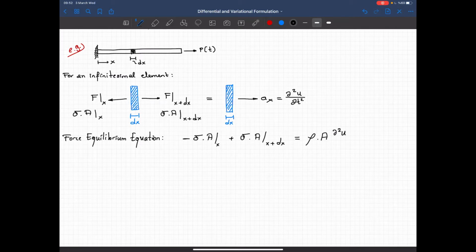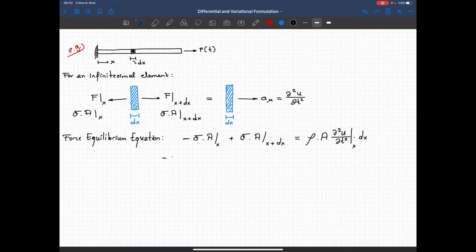multiplied by acceleration and multiplied by the length of the member. So area times dx will give me the volume. If I multiply it with the mass density, I'll get the total mass, and I have mass times acceleration here. And this is of course at x.